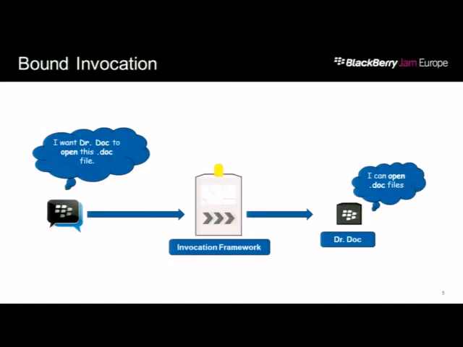So the first type of invocation is what we call bound invocation. This is where your application specifies a specific application to open and do a certain action. In this example, we've got a doc file, and we want the application called Dr. Doc to open it. So within our app, we know the target, we know the type of file, we know what we want to do. We want to open the file. We send all that to the invocation framework. It takes care of launching the other application, and it's going to open that particular doc file.